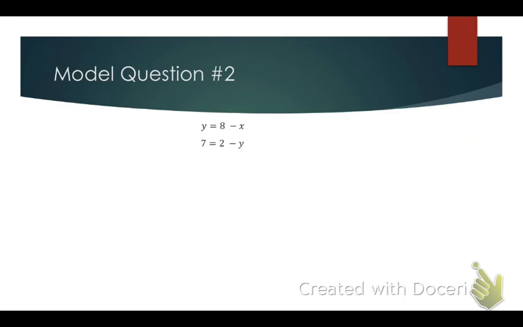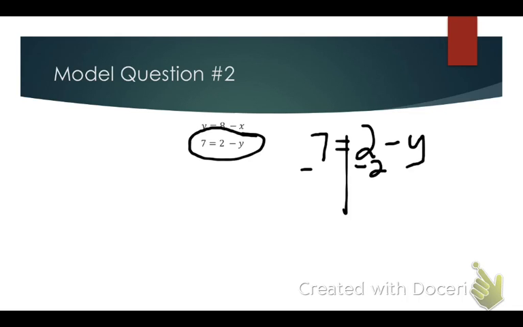Okay, I'm going to move on to my next model. My next model is y equals 8 minus x, and 7 equals 2 minus y. Again, I always have to look at it and see what my choices are. When I look at this second equation, I notice that there aren't any x's in there. And I'm going to see if I can get y by itself. So in order to do that, I go ahead and subtract 2 from both sides. I get 5 equals negative y.